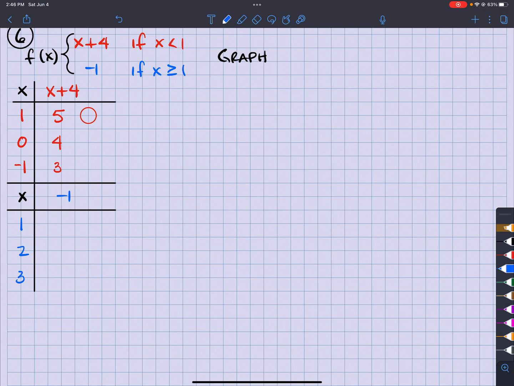How about the blue? At 1, that's going to give me a -1. Now, if you look at this interval here, it's greater than or equal to 1. So I'm going to have definitely not an open circle, but a closed circle, because I want to include that 1. And at 2, it's going to be -1. At 3, it'll be -1. Okay, so let's go ahead and graph this.